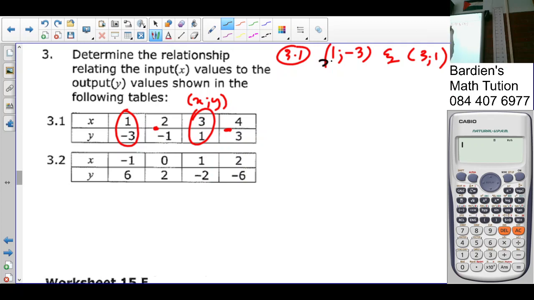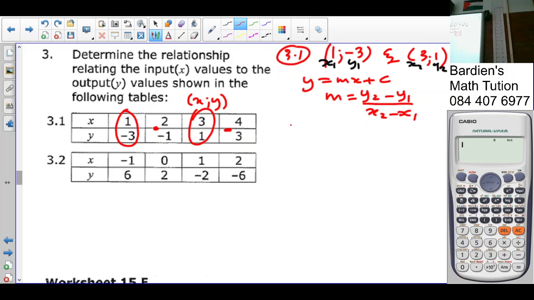So remember, this is an x1 and a y1. This is an x2 and a y2. So we got y is equal to mx plus c. How do we work out m? y2 minus y1 over x2 minus x1. So for the gradient, it's going to be 1 minus negative 3 over 3 minus 1. Put that in the calculator, you should get 4 over 2, which is 2. So y is equal to 2x plus c. Do I know the c value from this table? No.